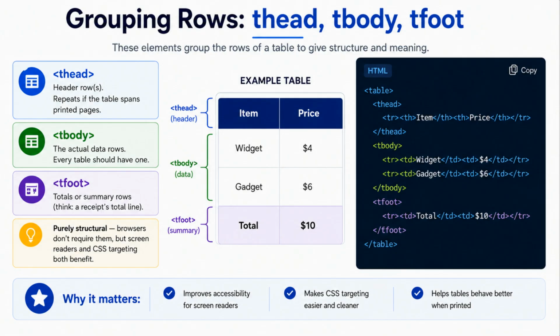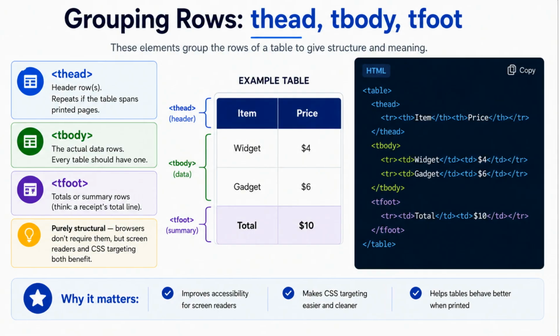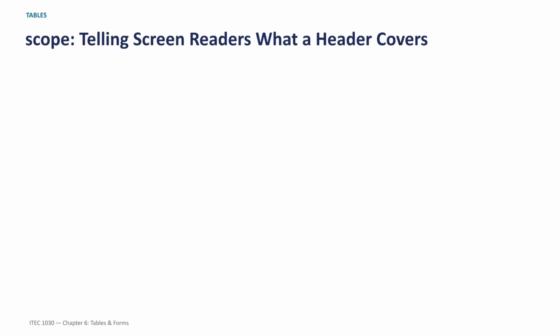Land the key framing point. These 3 are purely structural. Browsers don't require them to render a table correctly, but screen readers and CSS targeting both benefit from having them present. This is flagged directly in the textbook narrative as the single most skipped accessibility detail in student table code, so give it real time.